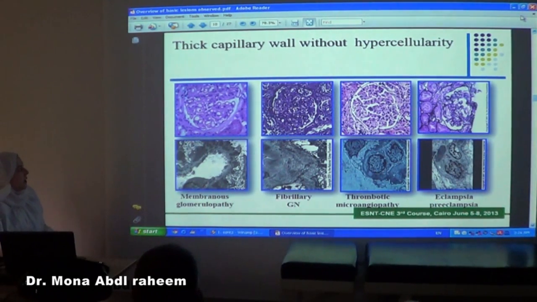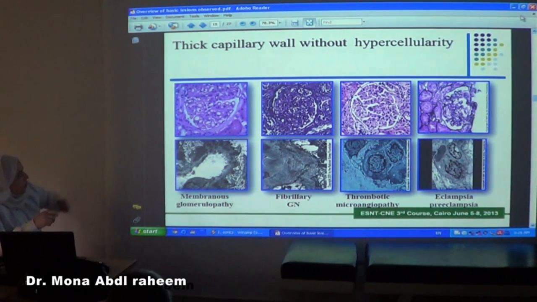We shift to the next abnormality found on examining the renal biopsy. If we find a thick capillary wall, just thickening of the capillary wall without associated hypercellularity, for us as pathologists this means one pathology, which is membranous glomerulopathy. Like this, the basement membrane is thickened, the thickness is more or less regular, and there is no associated hypercellularity or mesangial abnormality, just thickened basement membrane.